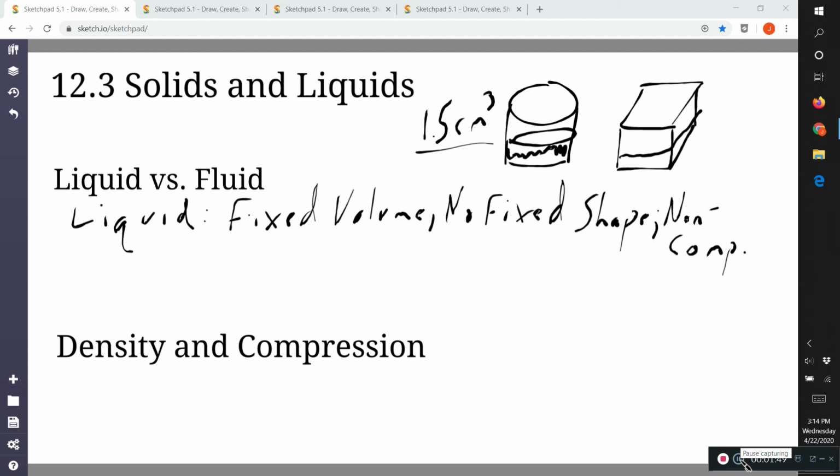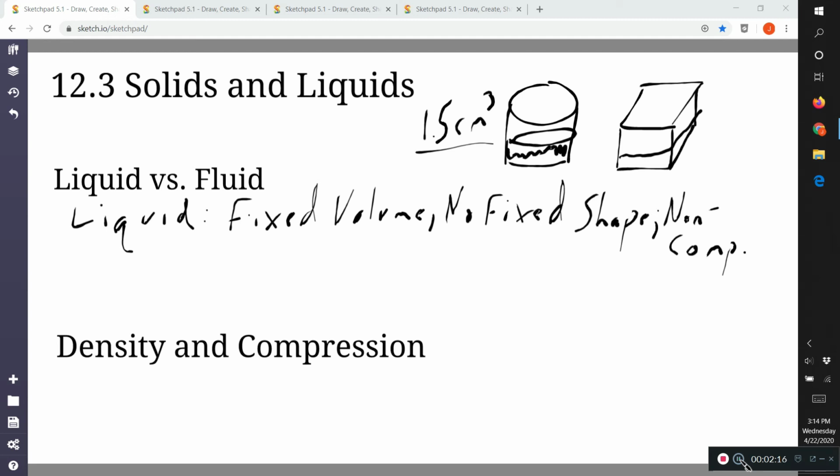Now, what does it mean by non-compressible? Gases can be compressed. You can take something that's filled with a gas and shrink the size of it down and compress that gas. It's very, very, very difficult to compress a liquid. To compress a liquid, you have to apply such great amounts of pressure that it's somewhat extreme. And so we don't really consider it an easily compressible substance.